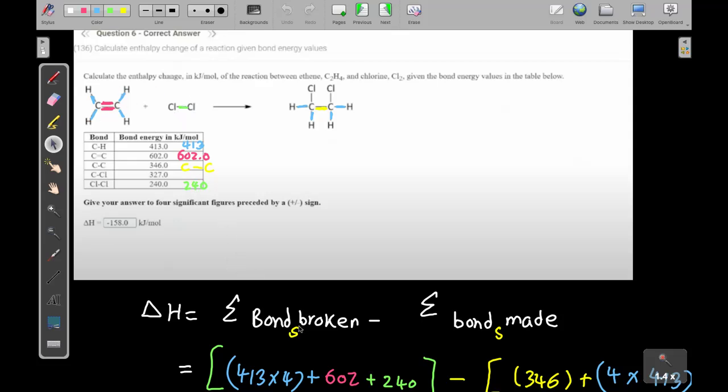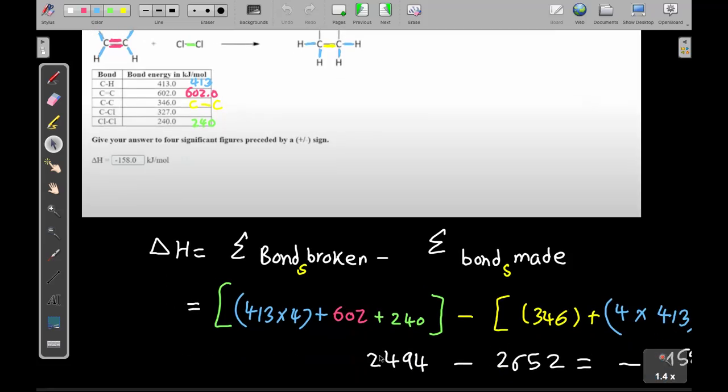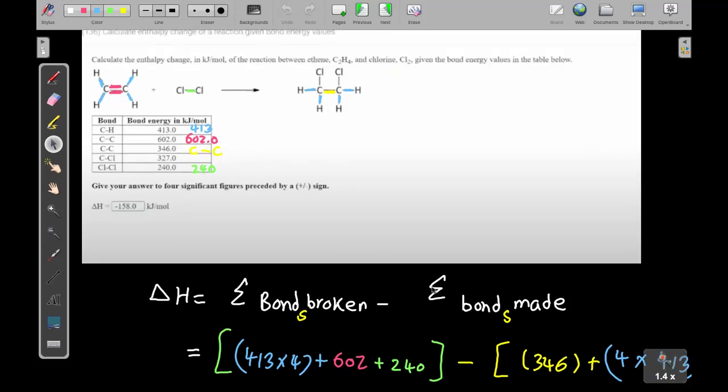So in the bonds broken, you will add everything which is on the reactant side, and make sure that you are very careful about the addition and multiplication in the calculator. So make 413 multiplied by 4, plus 602, plus 240. Add this all, and you will get a result of 2,494.